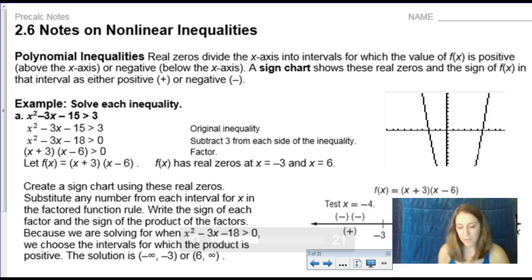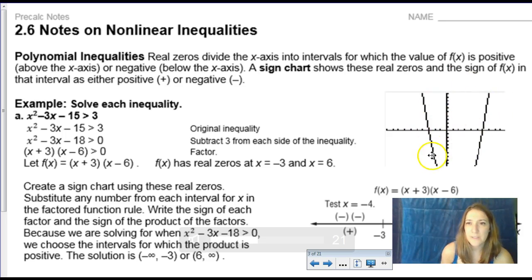So the first example we have here is a quadratic polynomial. And originally it has a greater than 3, but we know you can't really do anything with a quadratic or any higher level polynomial unless it is compared to 0. So we get it in standard form, and then we factor it just like we would be solving it. And the question is, x plus 3 times x minus 6, when is that quadratic greater than 0?